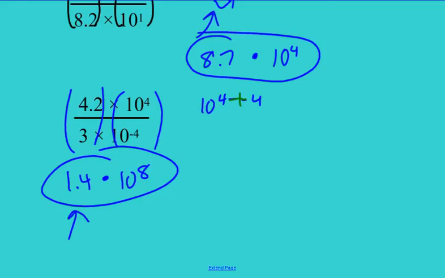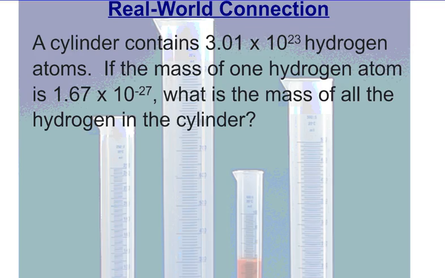All right? So let's do one application problem before we're done here. It says a cylinder contains 3.01 times 10 to the 23rd hydrogen atoms. That's how much is in one of these cylinders. If the mass of one of those hydrogen atoms is 1.67 times 10 to the negative 27th, what is the mass of all the hydrogen in the cylinder? So we know there's this much hydrogen, and each hydrogen atom is this big.